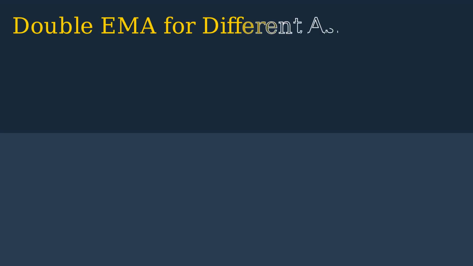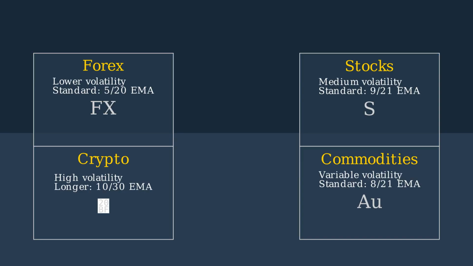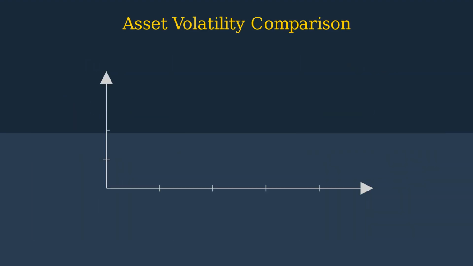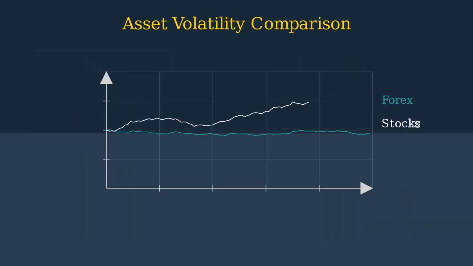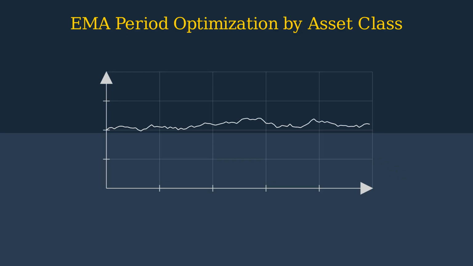While the double EMA strategy is commonly used in Forex and stock markets, it can be effectively applied across various asset classes. Each asset class has unique characteristics that affect how the double EMA strategy performs. Let's examine these differences. The most significant factor that varies across asset classes is volatility. Forex markets tend to be less volatile, while cryptocurrencies exhibit much higher price fluctuations. These volatility differences mean we need to optimize our EMA periods for each asset class.